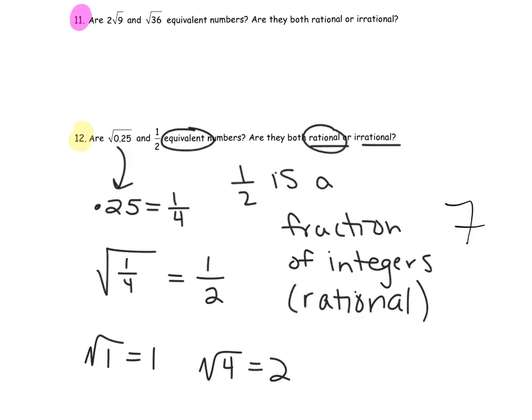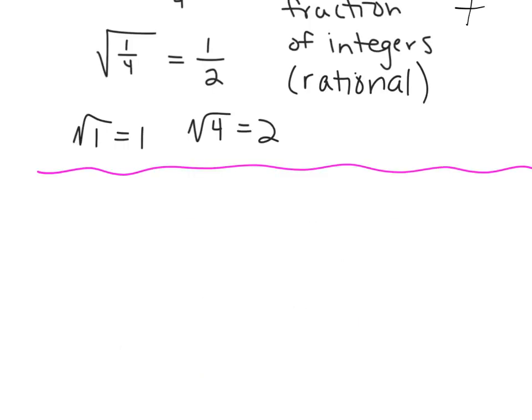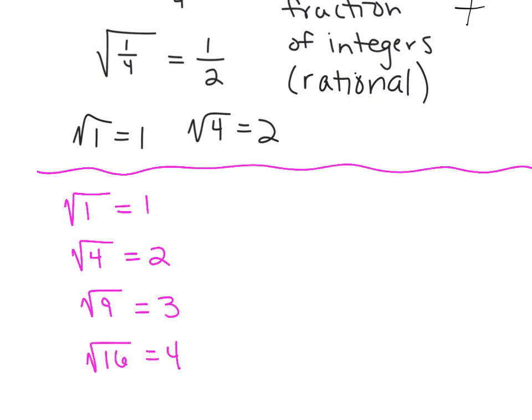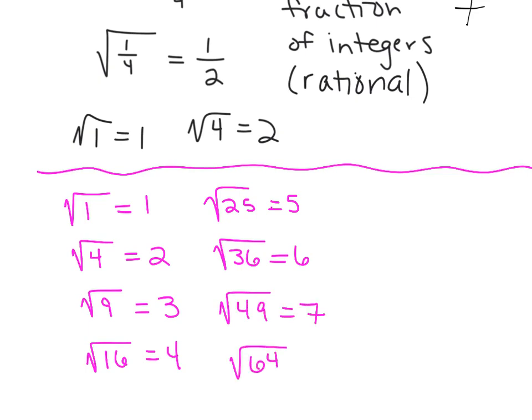Okay, now I am going to give you just a little bit of a head start going into our next lesson. I'm just going to write this at the bottom of the page. It's up to you wherever you want to write it. I just want to write down our perfect squares. The square root of 1 is 1. Square root of 4 is 2. The square root of 9 is 3. The square root of 16 is 4. The square root of 25 is 5. The square root of 36 is 6. Square root of 49 is 7. The square root of 64 is 8. The square root of 81 is 9. And the square root of 100 is 10.